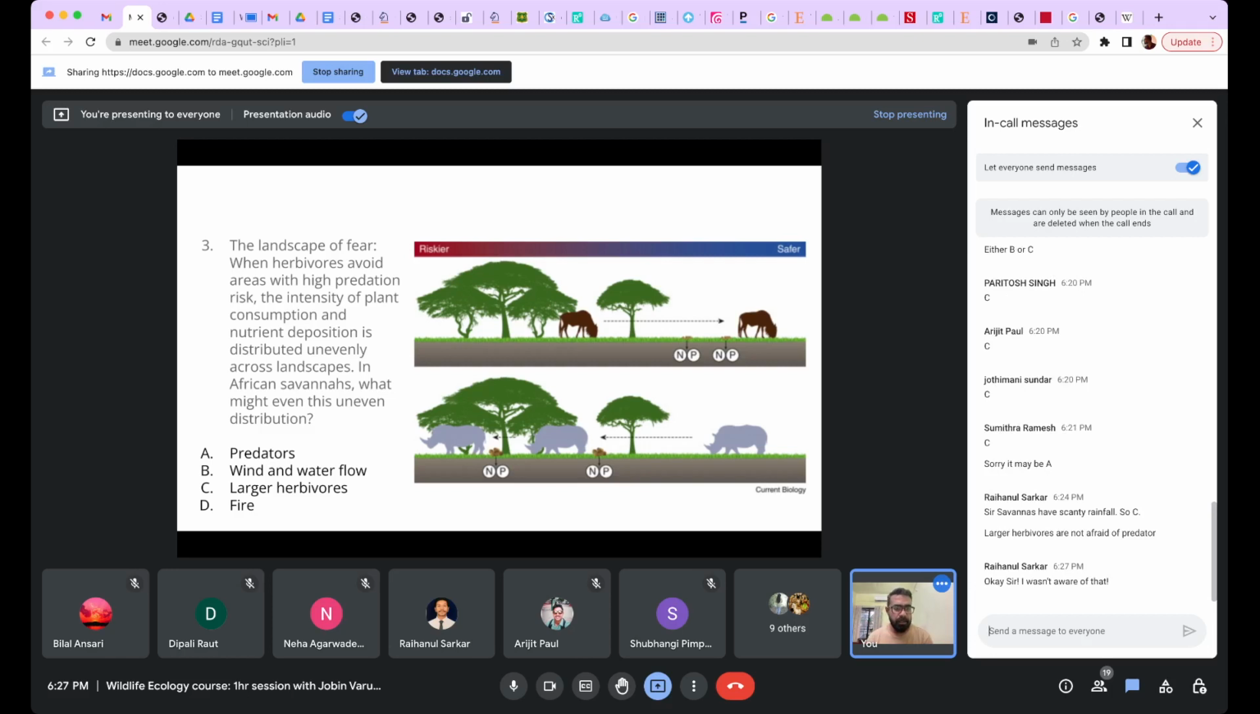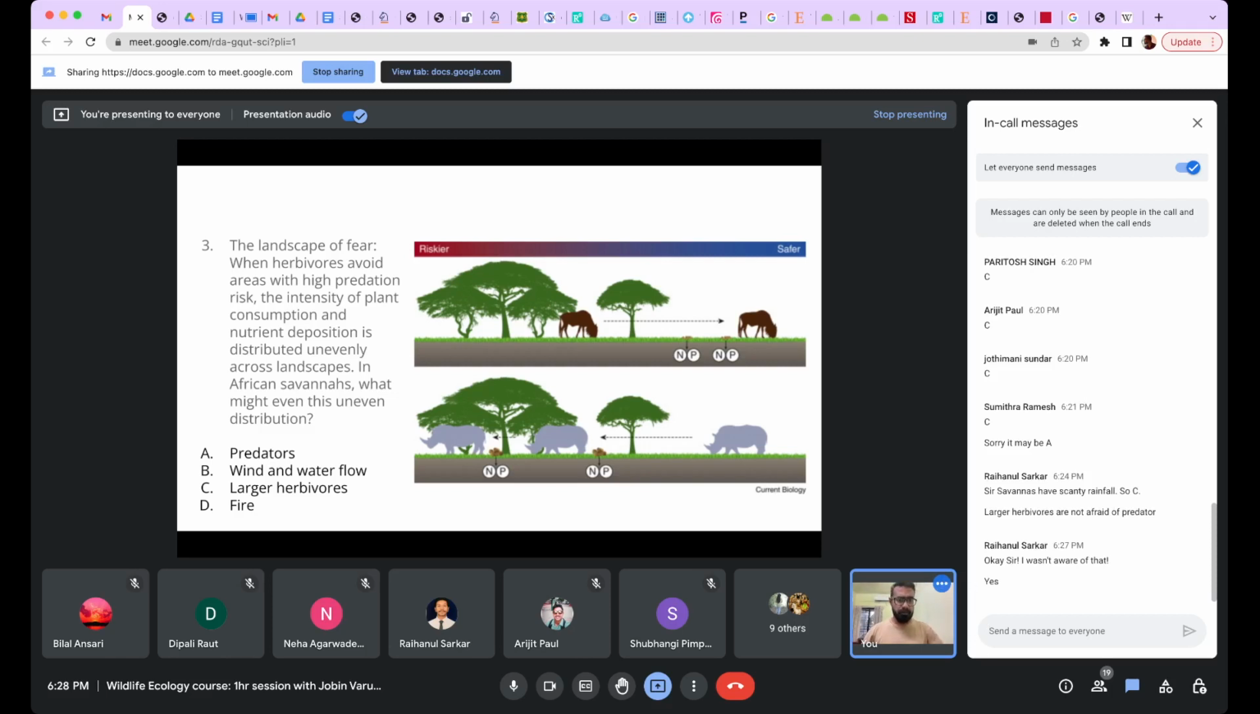Has everyone understood why it's C and not A, B, or D? Has everyone understood? Okay. Cool.